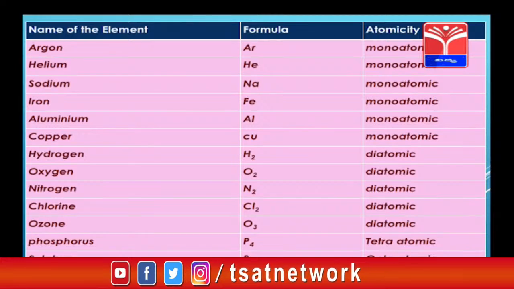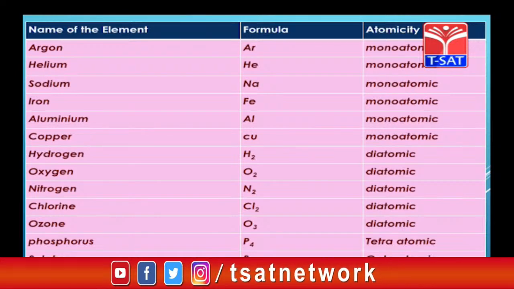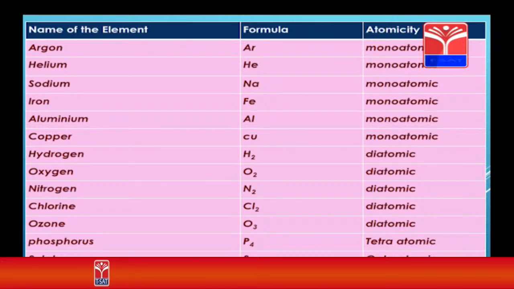In the same way, the second element is helium. Helium symbol is He and its atomicity is monoatomic. Why? Because only one atom is present. Sodium symbol is Na and it is also called monoatomic. Why? Because only one sodium atom is there.